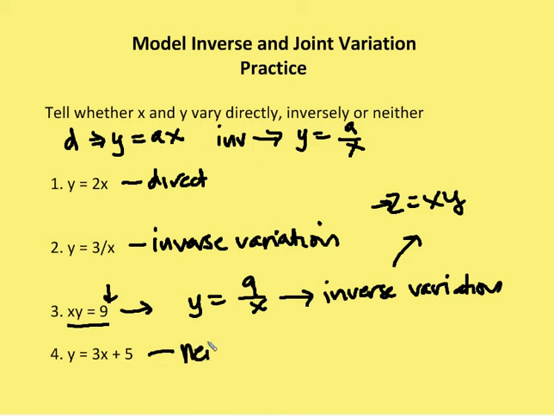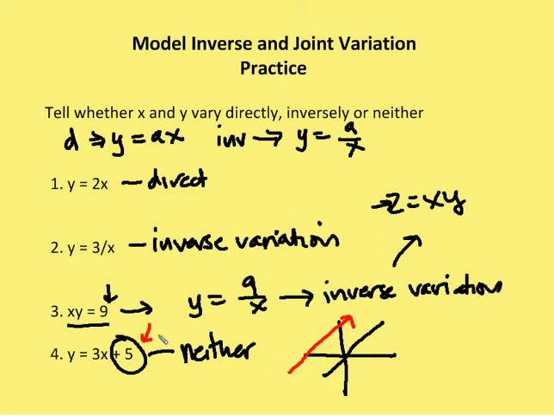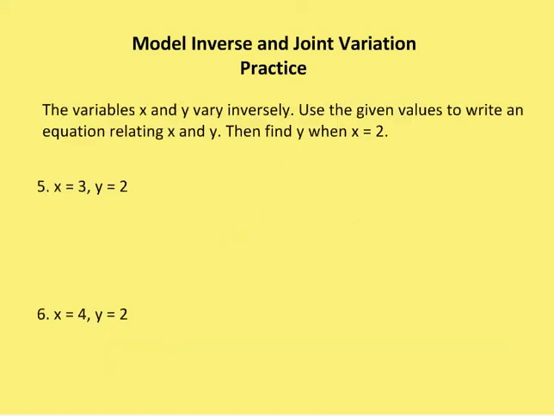And finally, y is equal to 3x plus 5. That's going to be neither. So remember, we had talked about this in the lesson, that with direct variation, the graph goes right through the origin, which means that in y is equal to mx plus b form, there's no y-intercept. So this graph that's drawn for number 4 would look something like this, right? And so it doesn't go through the origin. You can't have this constant if you have direct variation. So it's not going to be direct variation. It will not be inverse variation.